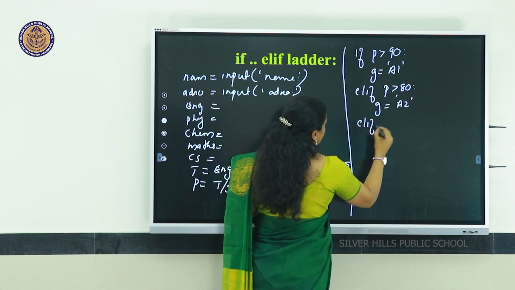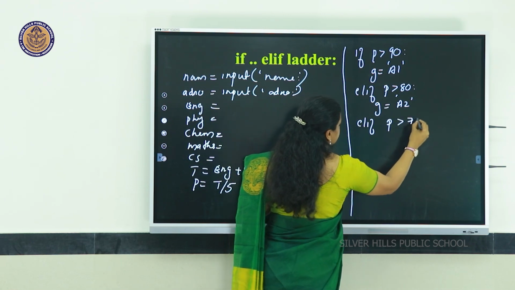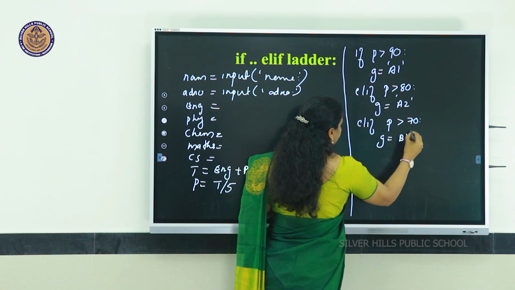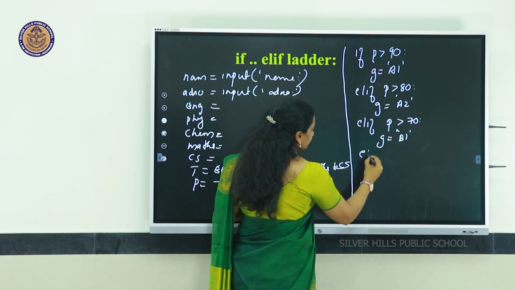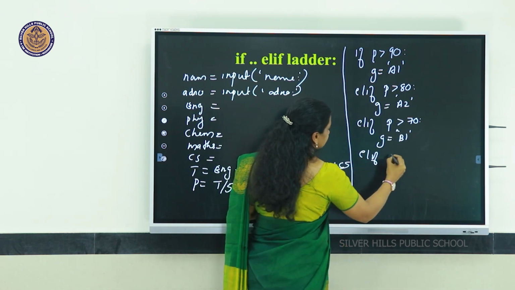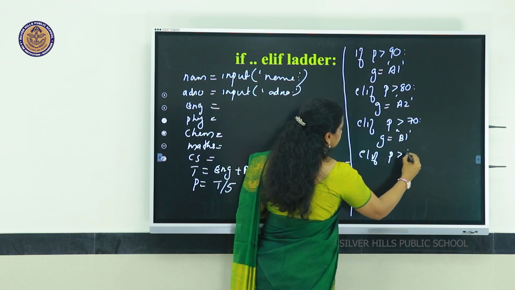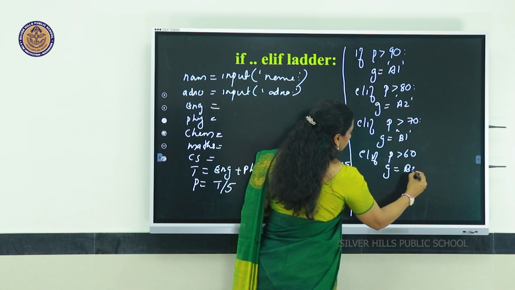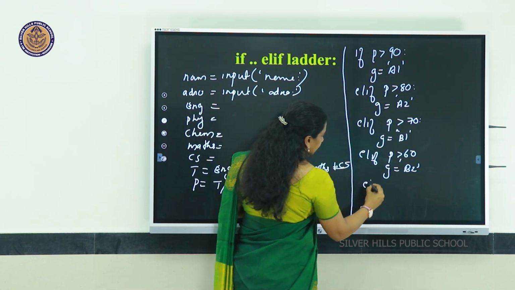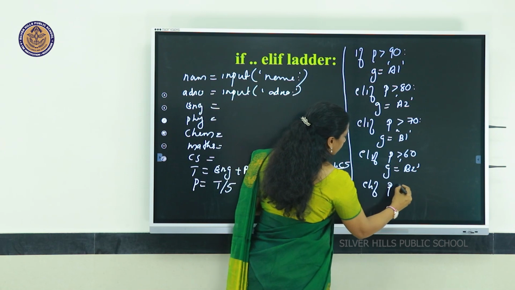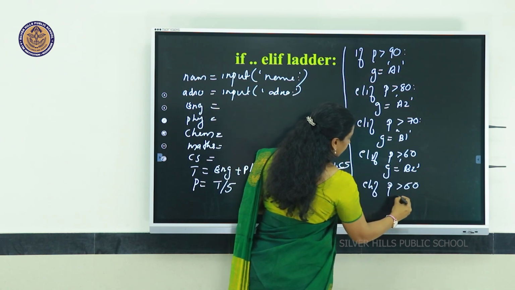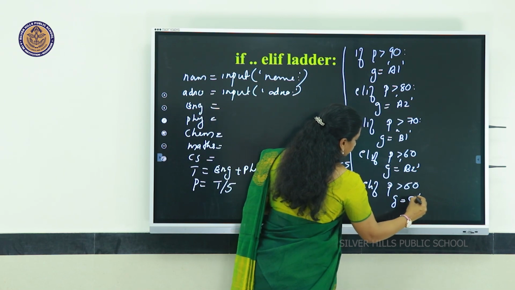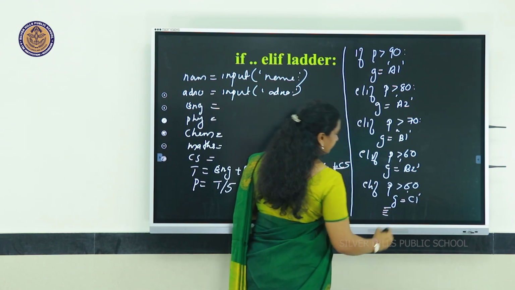Elif percentage greater than 70, then you can have grade is equal to B1. Okay. Elif, this is elif ladder, good example, percentage greater than 60, you can have grade is equal to B2. Now, elif, this is not over, percentage greater than 50, grade is equal to C1. Okay. This will continue like this.